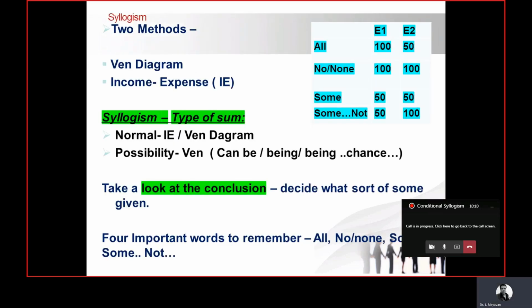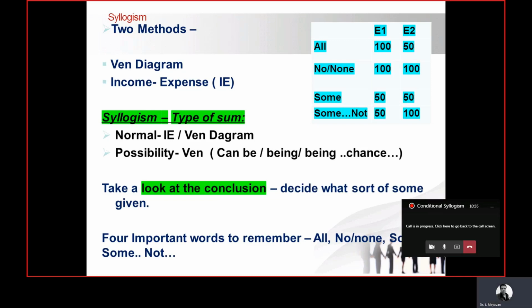There are usually two methods to be followed as far as syllogistic questions are concerned. We can solve any questions on syllogism using two methods generally: one is the Venn diagram and another one is the income expense method. We call it the IE method.